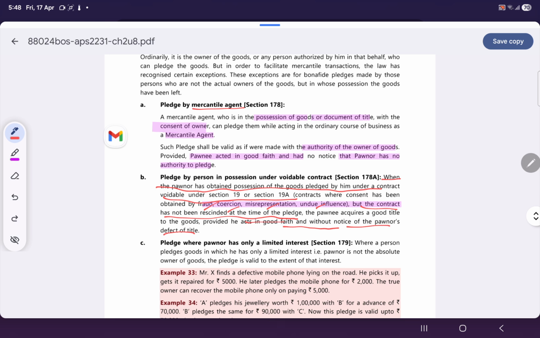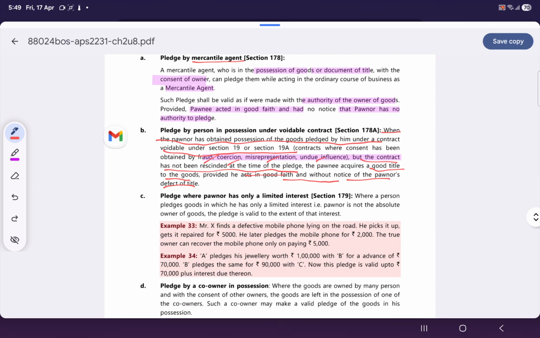Then it is a good title. Pawnee acquires a good title to the goods. It is bona fide title. Pledge where pawnor has a limited interest.